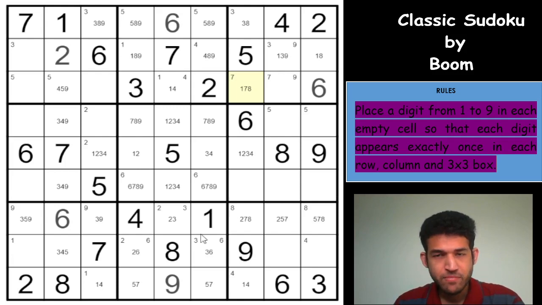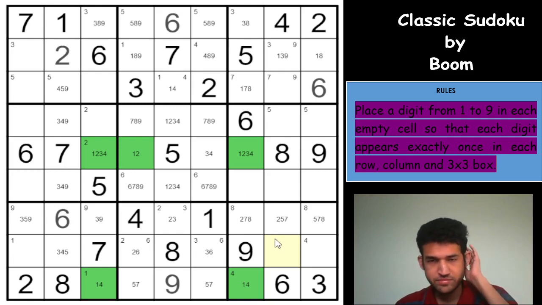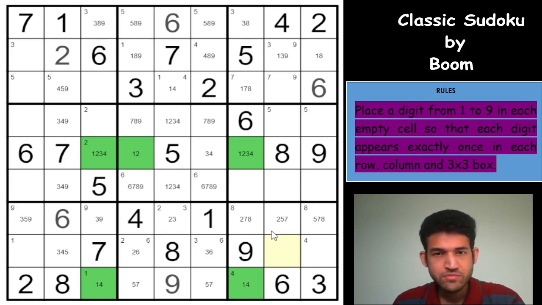Okay. So 1 in row 9 goes into one of these two cells, and 1 in row 5 goes into one of these three cells. There's something going on here. So if only one could be eliminated from here, I would have got an X swing.